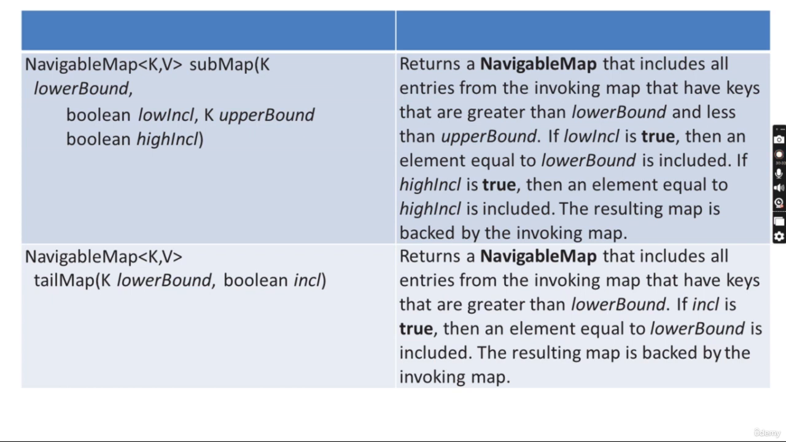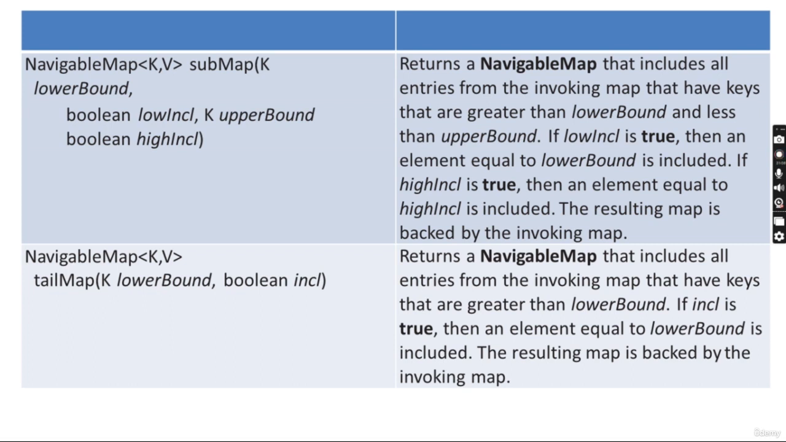NavigableMap<K,V> subMap(K lowerBound, boolean lowInclusive, K upperBound, boolean highInclusive) returns a navigable map that includes all the entries from the invoking map that have keys greater than the lower bound and less than the upper bound. So the in-between submap is returned over here. If lowInclusive is true, the lower value is included, meaning an element equal to the lower bound is included. If highInclusive is true, then an element equal to the upper bound is included. The resulting map is backed by the invoking map.